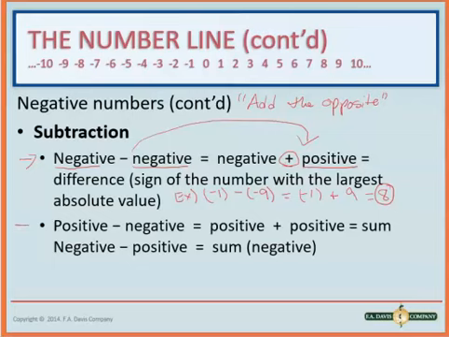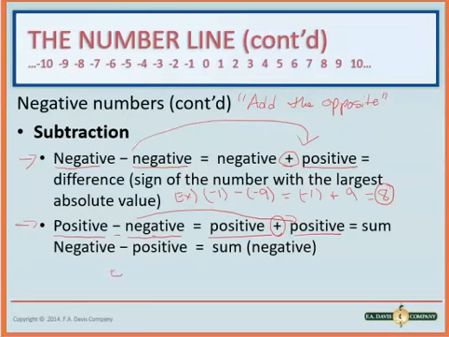Okay, let's look at the second scenario. You have a positive number subtracted from a negative number. How are we going to change that using add the opposite? Well, the positive number is going to stay the same. You're going to change your symbol to a positive because you're adding the opposite. And your second number is going to be the opposite of what it originally was, which was negative. So now it's going to become positive.